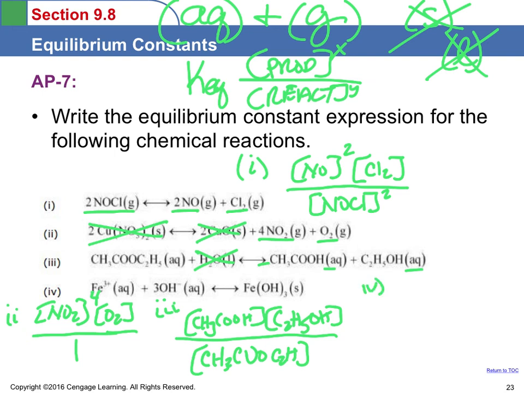Last example, product is a solid. So that means I can't just leave the top blank. If all of your products are solids, you do have to say that it's 1 over something. So the 2 reactants are aqueous. So I have Fe 3 plus raised to the 1st power, because there's a coefficient of 1, times OH minus raised to the 3rd, because the coefficient is 3. So there's your equilibrium constant for those 4 examples.